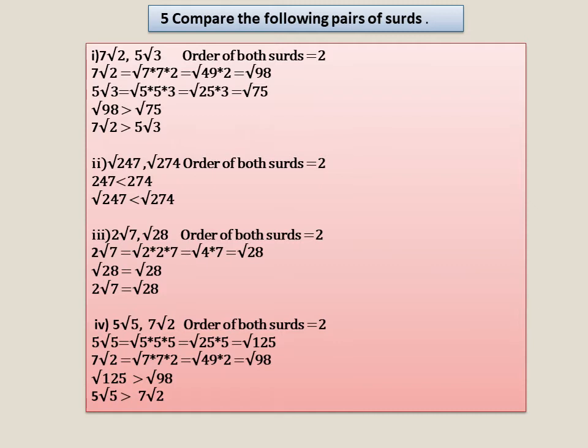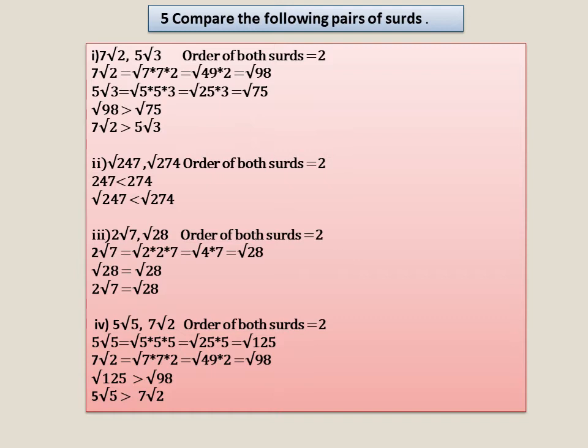But for comparing the radicand, no number is required to be outside of the root. Then the outside number also goes into the root sign. Then how to go? Here, what is the order? Order is 2. Therefore, the outside 7, take 2 times inside the square root. That is square root of 7 into 7 into 2. That is 49 2s are 98.